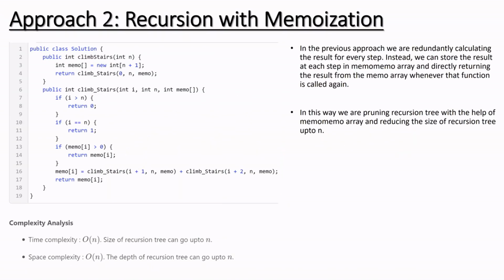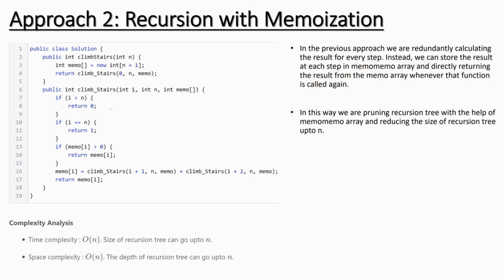Now we will see approach 2, in which we use recursion with memoization. This is the approach in which we talk about how we will implement memoization. In the previous approach we are redundantly calculating the result for every step. Instead we can store the result at each step in the memo array and directly return the result from the memo array whenever the function is called again. In this way we are pruning the recursion tree with the help of the memoization array, reducing the size of the recursion tree up to n.